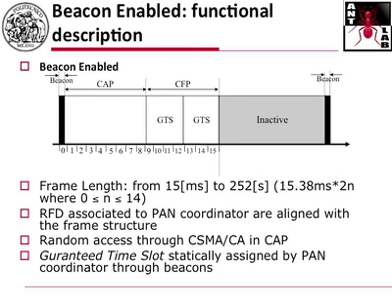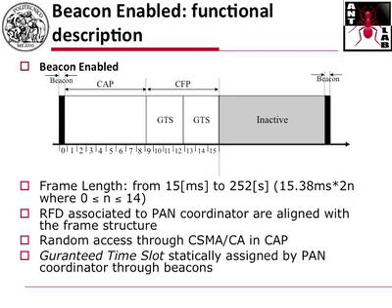This temporal interval is further split into two different zones. The first one, the white one in the slide, is the active zone, meaning the zone where all the nodes in the network are active. And the second one is the inactive one, where all the nodes in the network go to sleep. This is the duty cycling which we were talking about last time.